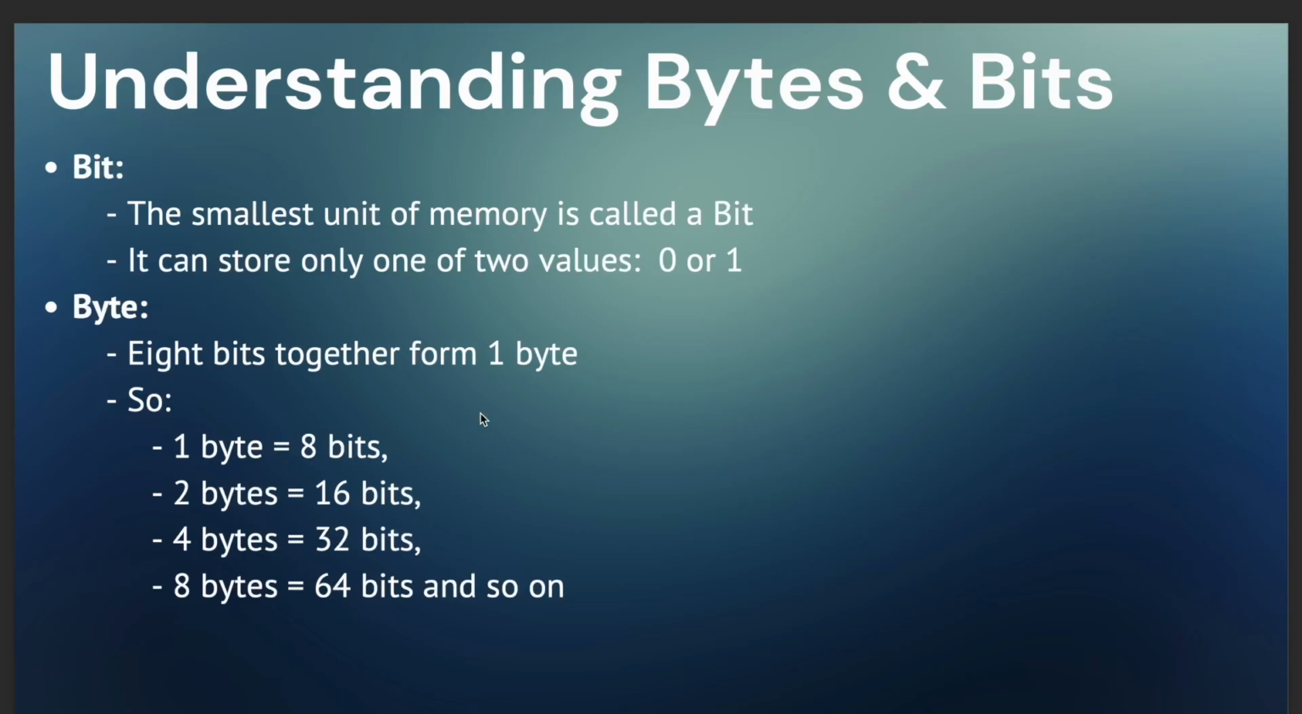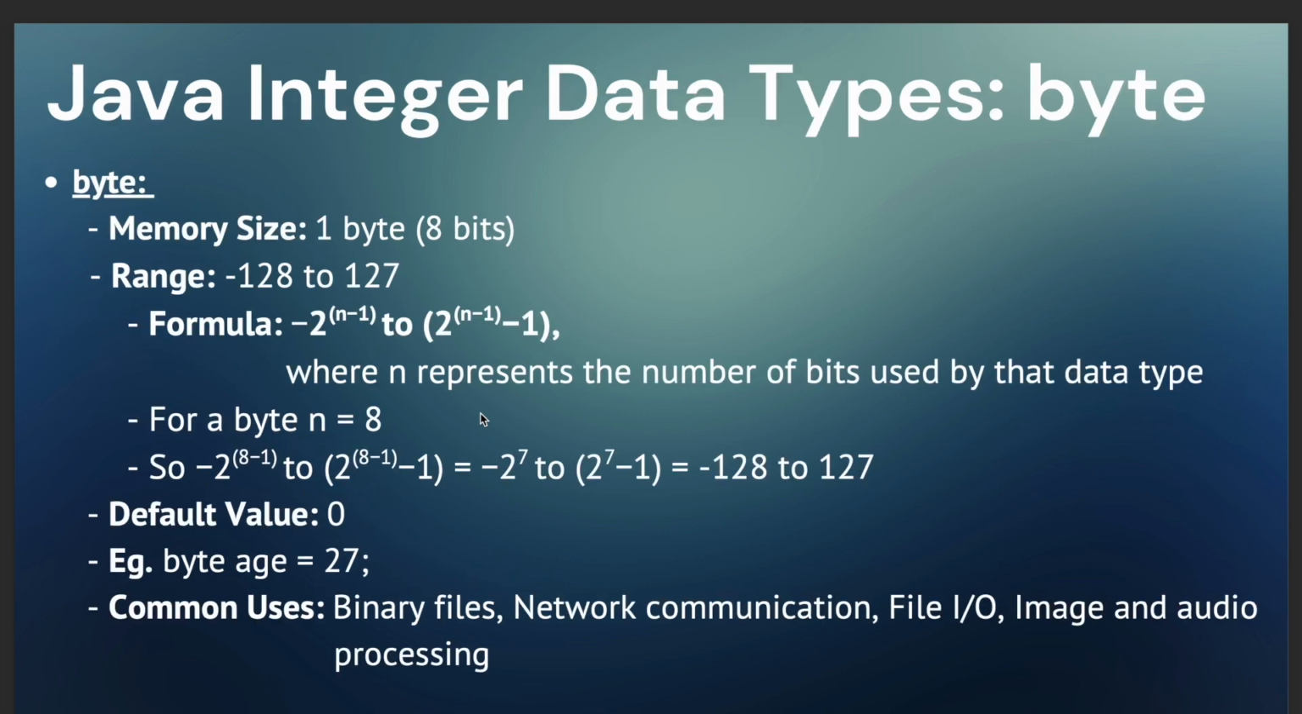Before we discuss each data type, let's quickly understand how computer memory is measured. The smallest unit of memory is called a bit. A bit can store only one of two values, 0 or 1. 8 bits together form 1 byte. So, 1 byte is equal to 8 bits, 2 bytes is equal to 16 bits, 4 bytes is equal to 32 bits, 8 bytes is equal to 64 bits, and so on. Since every primitive data type occupies a fixed number of bytes, understanding bits and bytes helps us understand why different data types have different ranges.